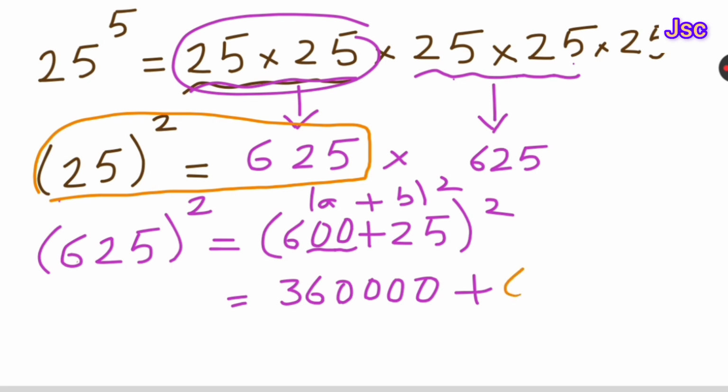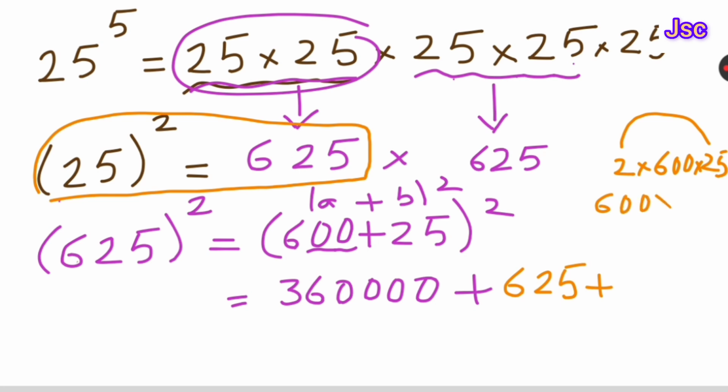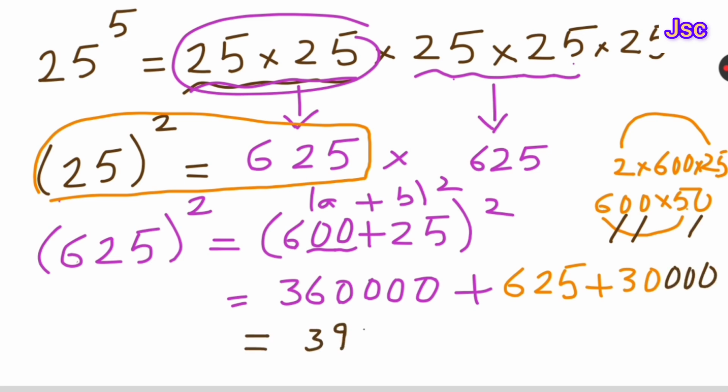We know that 25 whole square, the value is 625. So let's take that 625 plus 2ab, that is 2 times 600 times 25. So 25 times 2 is 50. So 600 times 50 gives 6 times 5, 30, and write 3 zeros. After adding all, you will get 390625. So this is the value of 625 times 625.